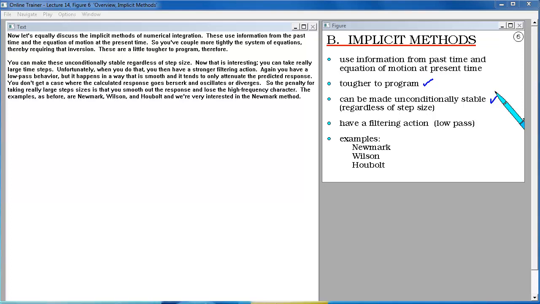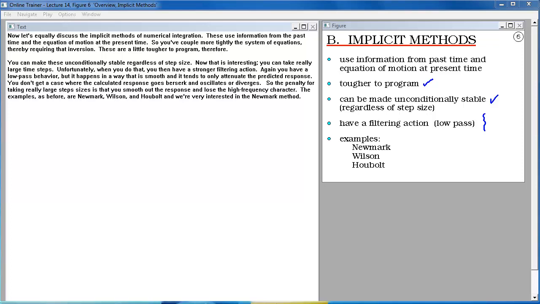Now that is interesting. You can take really large time steps. Unfortunately, when you do that, you then have a stronger filtering action. Again, you have a low pass behavior, but it happens in a way that is smooth, and it tends to only attenuate the predicted response. You don't get a case where the calculated response goes berserk and oscillates or diverges.